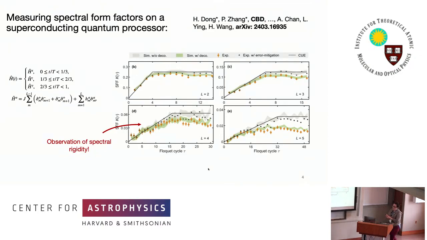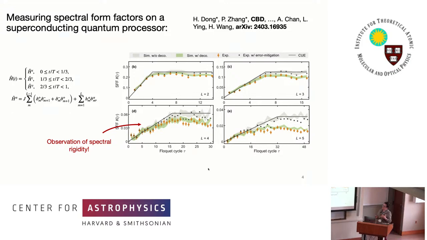Okay, so recently I was giving theory support for an experiment that was done in China in Ha Wang's group. Here, basically, they measured the spectrum form factor for two types of systems. One is a periodically driven system, and the other one is a time-independent Hamiltonian. Here, I'm just showing the time-periodic results.